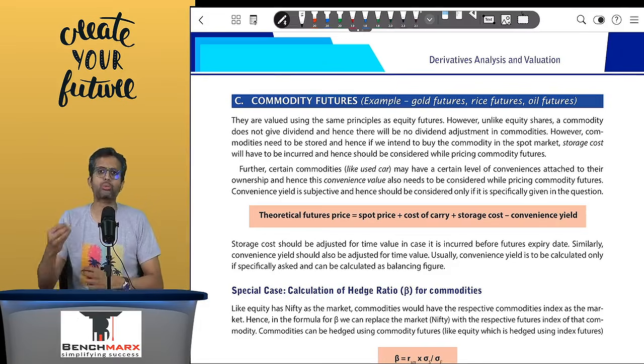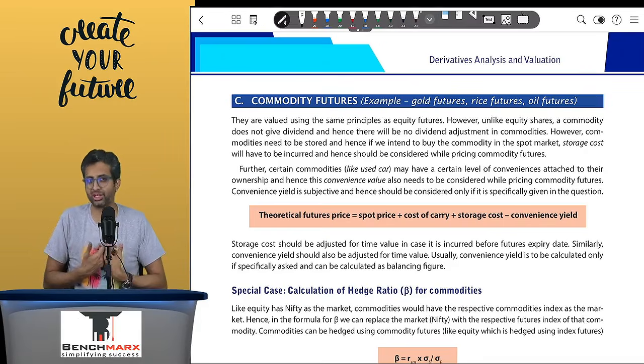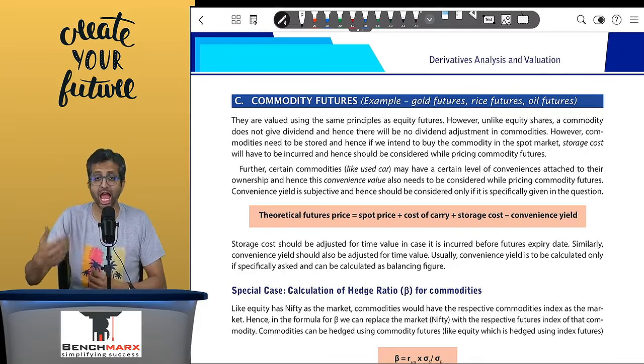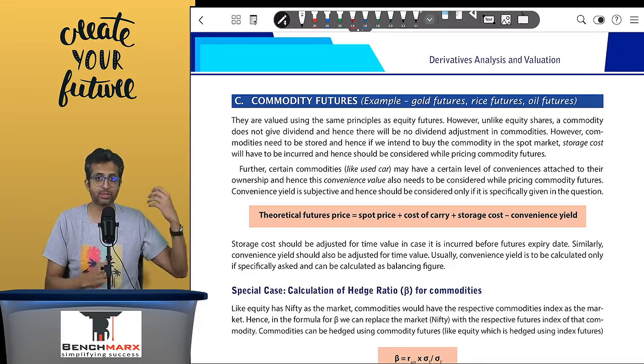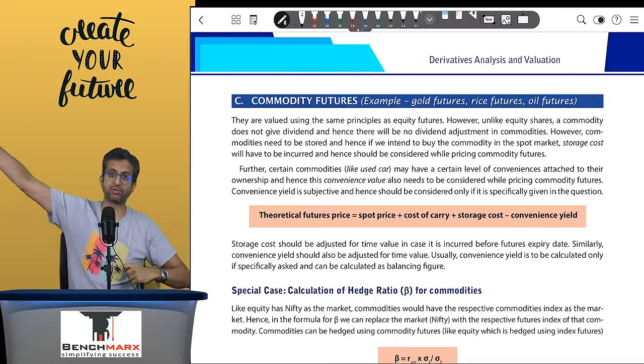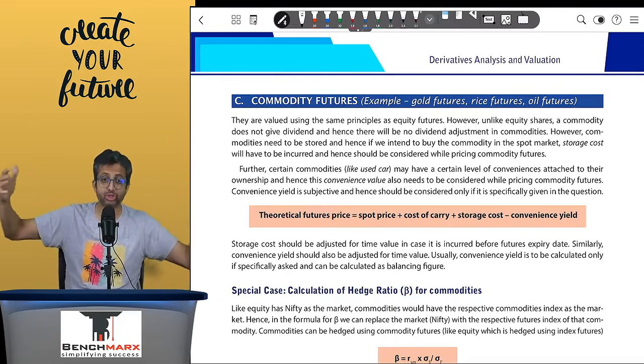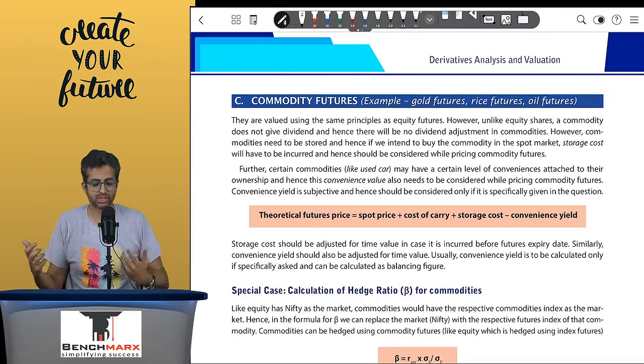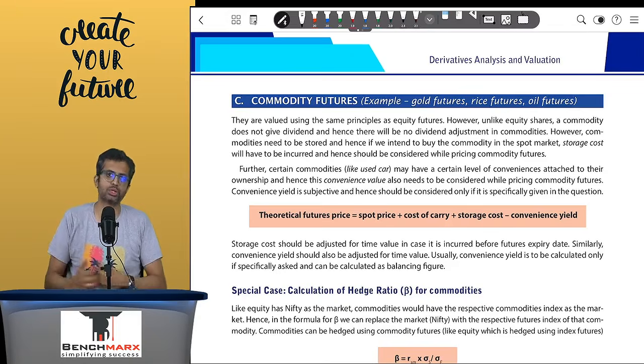So when we look at commodity futures, a special feature of a commodity is that it does not give me any dividend, and hence there is no minus D over here. However, a commodity has to be stored, and hence there would be a storage cost. So if I am a spot buyer and I decide to buy, let's say, 100 kilograms of sugar today and sell it after 1 year, I have to store that 100 kilograms of sugar somewhere, and as a result there would be a storage cost attached.